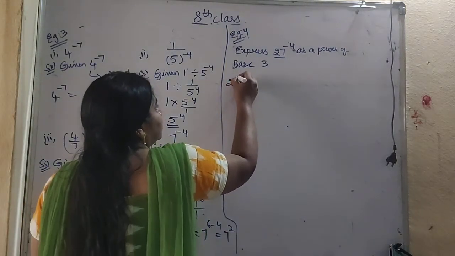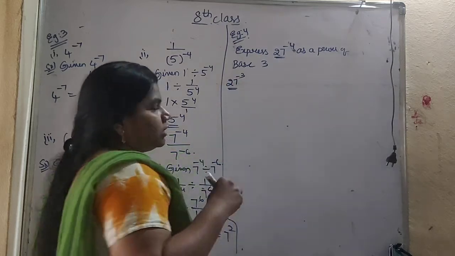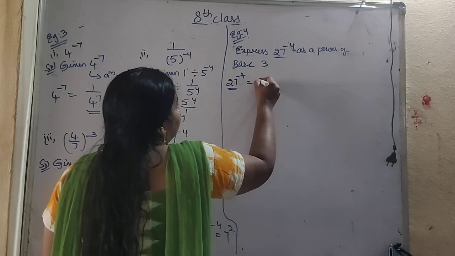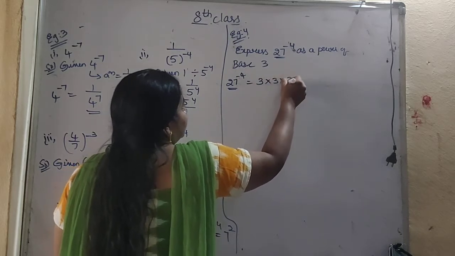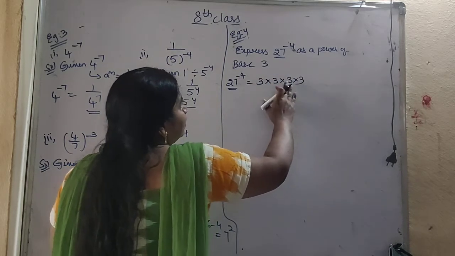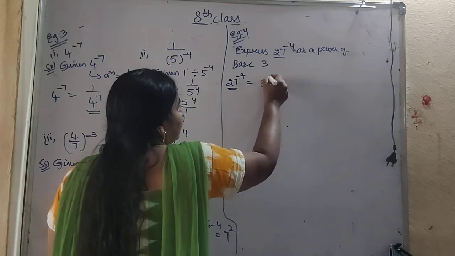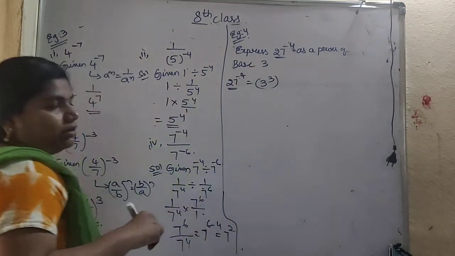Now, how to convert this? We have to do the prime factorization of 27. So 27 we can write in the form of 3 into 3 into 3, that is 3 times 3 is 9, 9 times 3 is 27. So 3^3 is nothing but 27.